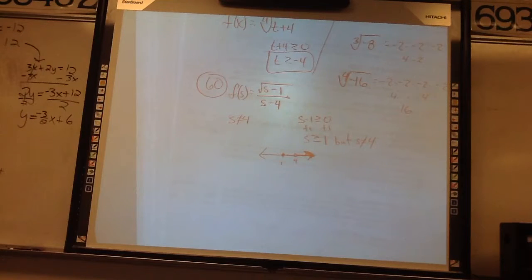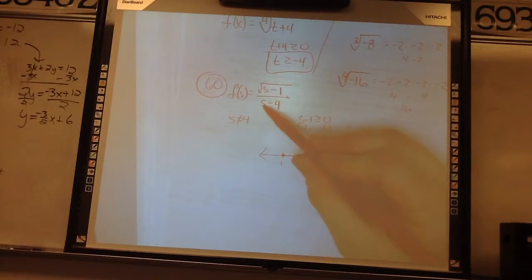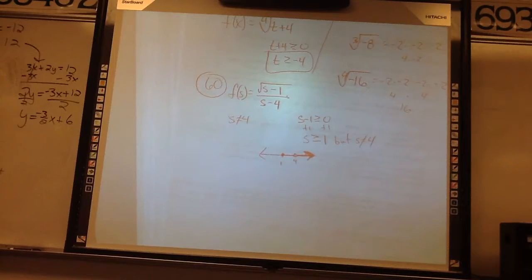Wait, why can't it be 4? Because at 4, you'd be dividing by 0. You can't divide by 0. So those are the only two things that are going to restrict your domain right now: dividing by 0 and square roots of negatives. Otherwise, it's all real numbers. Anything else is all real numbers.